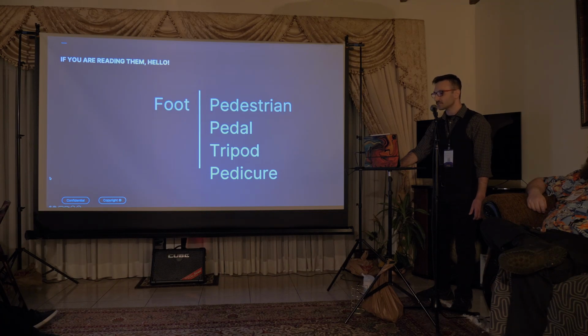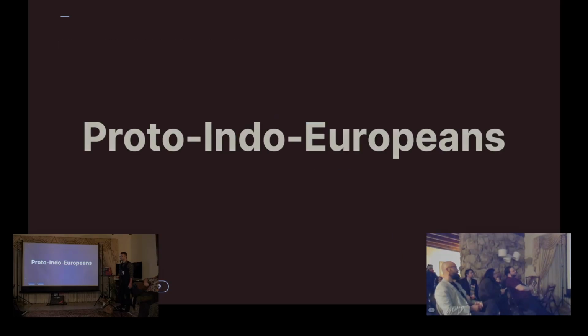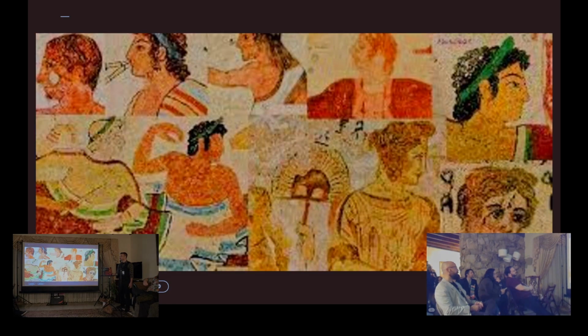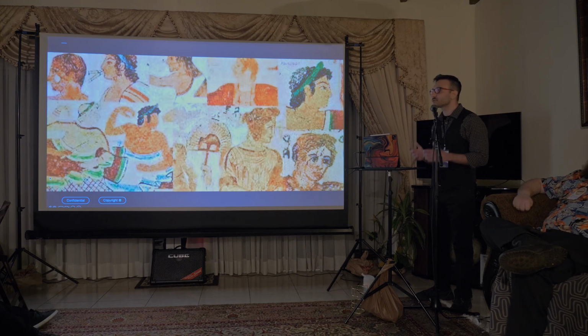Now, in order to talk about this and to explain where this comes from, we need to talk about a little group known as the Proto-Indo-Europeans. Now, the Proto-Indo-Europeans are 6,000 years old. They are a hypothetical, theoretical group of people who are believed to be the mother tongue originators of so many languages on the globe today.